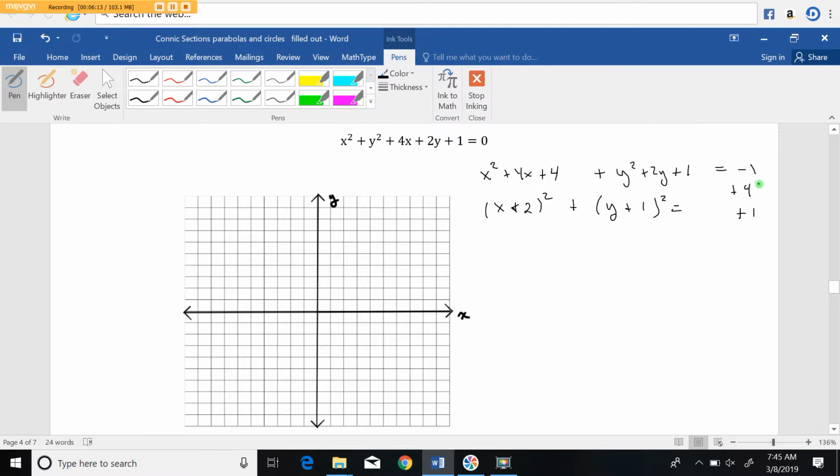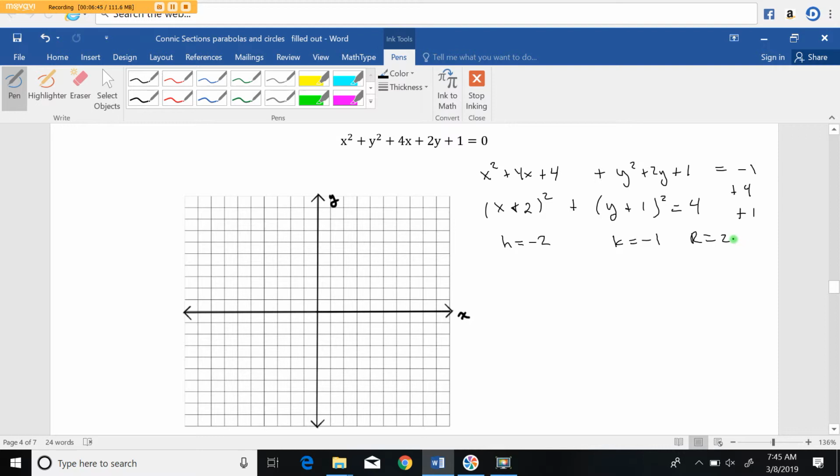And then, let's see, negative 1 plus 4 plus 1 is 4. All right, so I've now written this in standard form. Now we'll compare x minus h to x plus 2. H has to be negative 2. Then we'll compare y minus k to y plus 1. K is equal to minus 1. And then compare r squared to 4. R has to be 2.